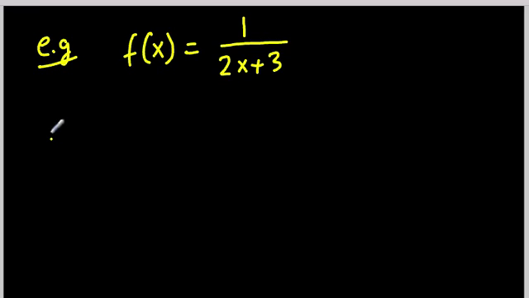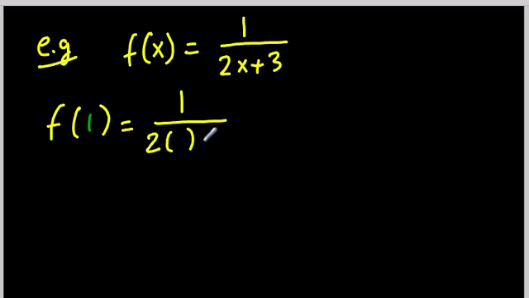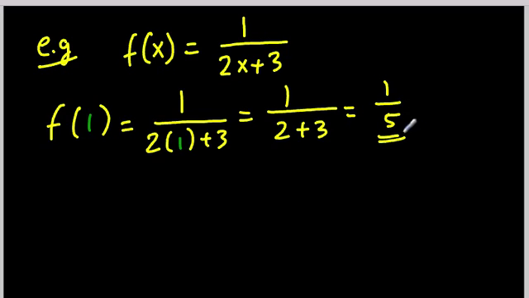Let's start with something simple. Let's start with f of 1. So what this is equal to is simply 1 over 2, and what I'm going to put there as the input is 1. So that's equal to 1 over 2 times 1 is 2, so it's 2 plus 3, and that's equal to 1 over 5. So when I have an input of 1, I have an output of 1 over 5.